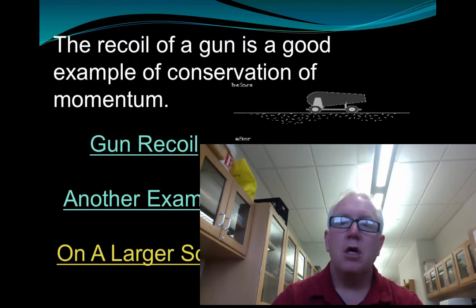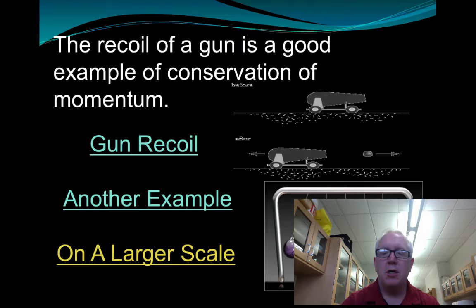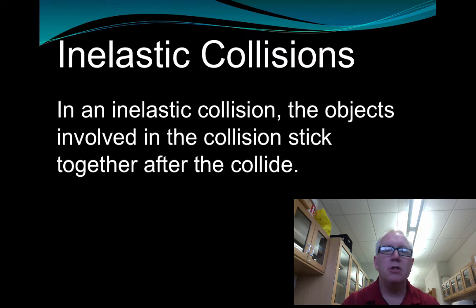Here's a cannonball, same idea as the gun recoil. If you have a cannon on wheels, it's going to go backwards while the cannonball goes forwards, and there's a picture of the Newton's cradle for you. Okay, so a little bit of definitions here. Inelastic collision. This is going to be one where the two objects stick together.